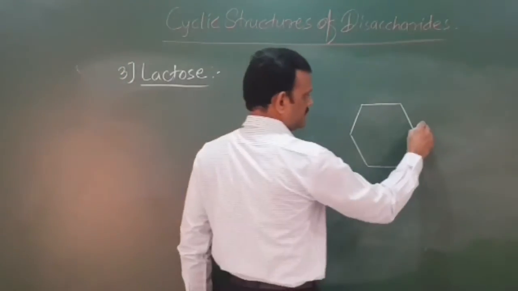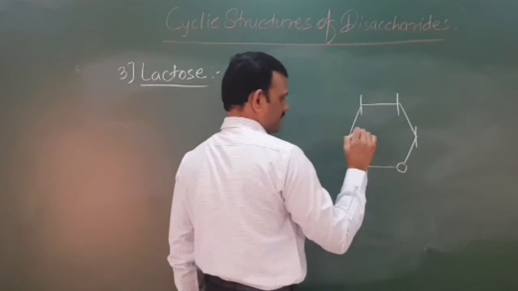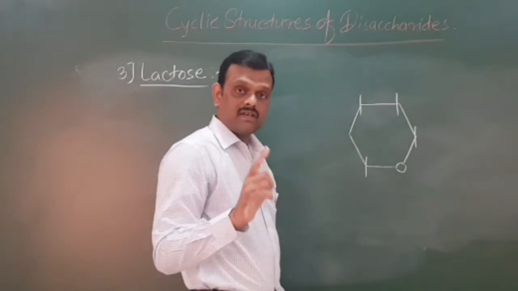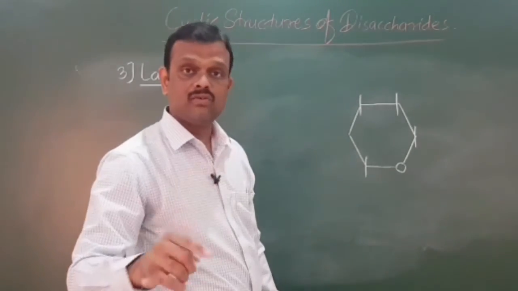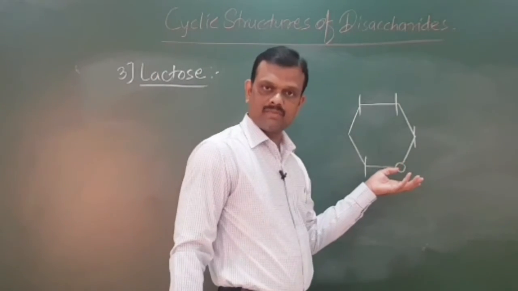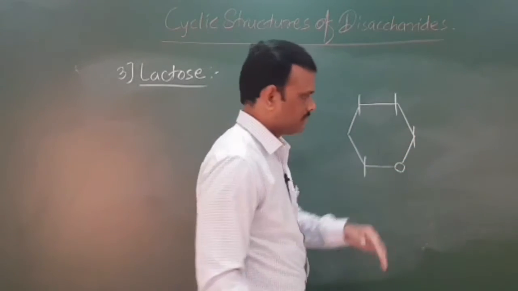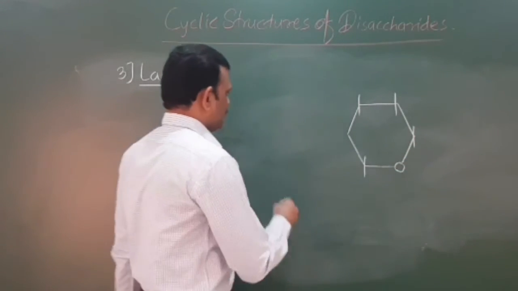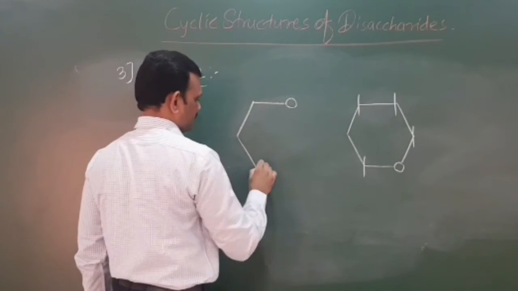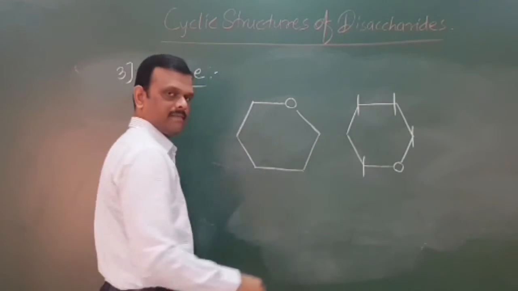Therefore, this C1, C2, C3, C5 we have to consider. Now we are using the beta D glucopyranose. In beta D, the hydroxyl group is always on the upper part of the C1 carbon. After flipping, it goes down. That means we can consider the beta form first. The beta form is like this one. You can see the comparison.